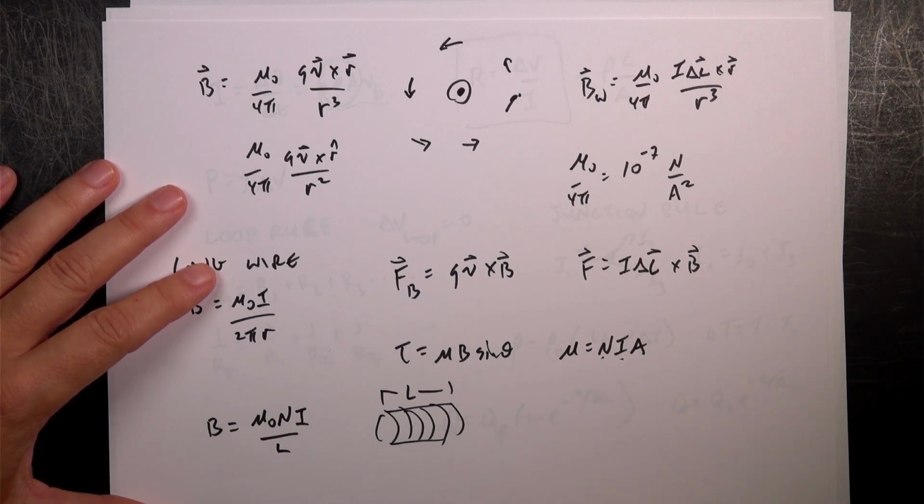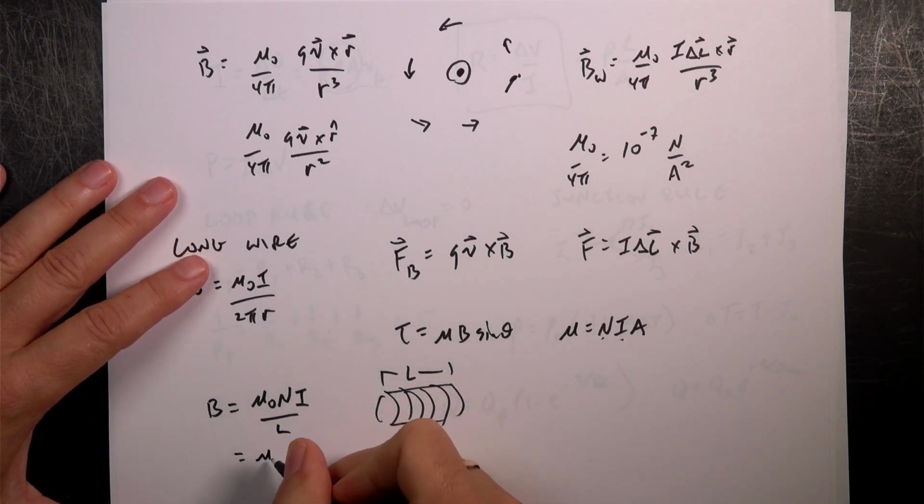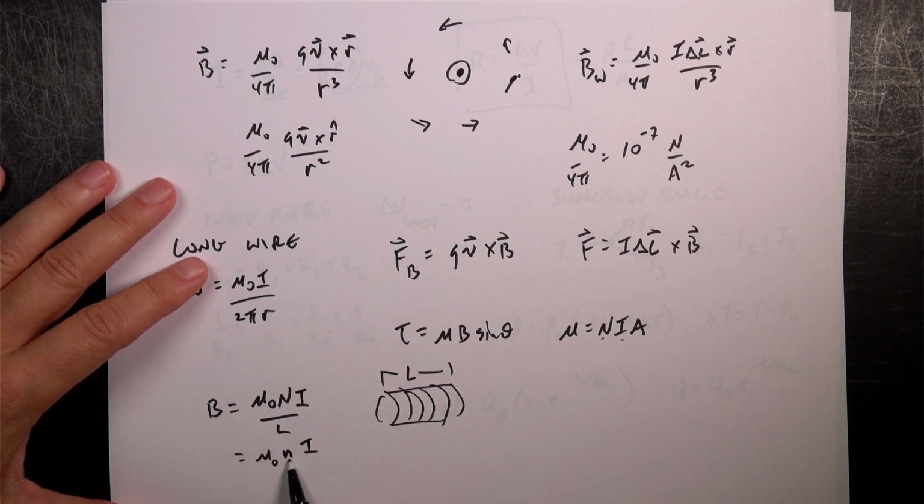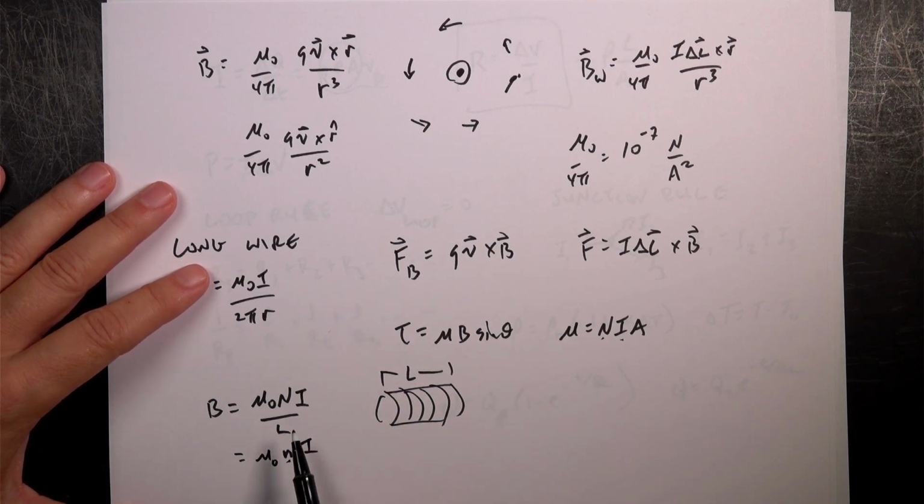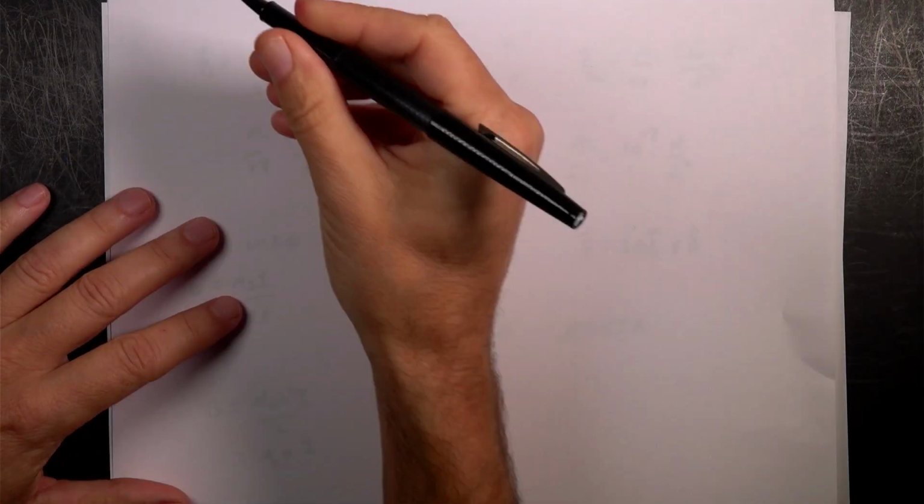Yeah. You could also write this as mu naught n I, where this lowercase n is the turns per unit length. It's N over L. Okay. Faraday's law. I think I'm going to run out of time.